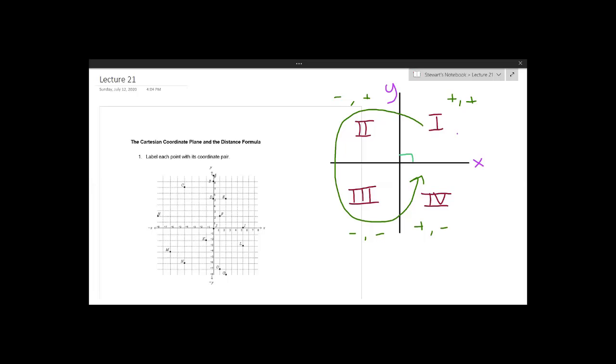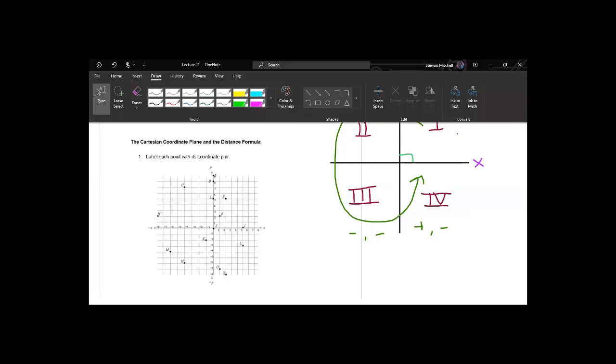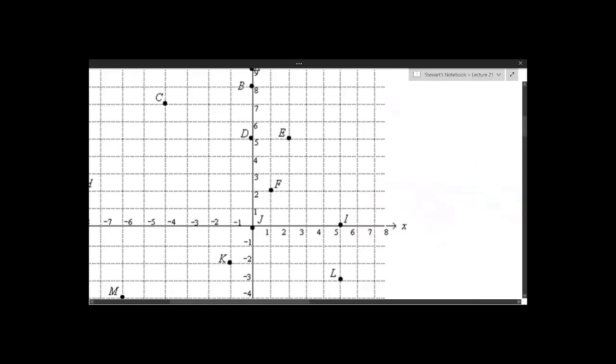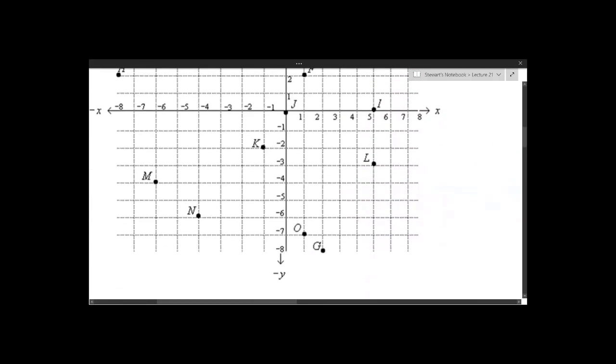Okay, so when we start the first problem, in terms of coordinate pairs, we're just talking about what the points are on the Cartesian plane, and you list them in terms of x first and then in terms of y. So let's go through these. We'll go around and find all of these points.